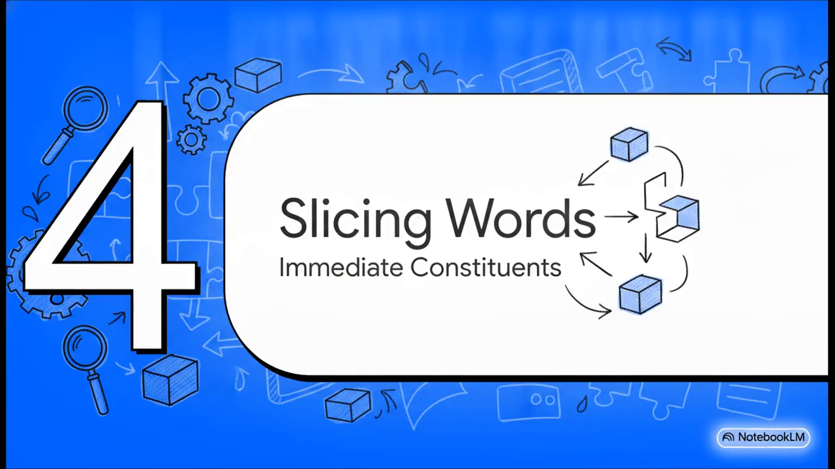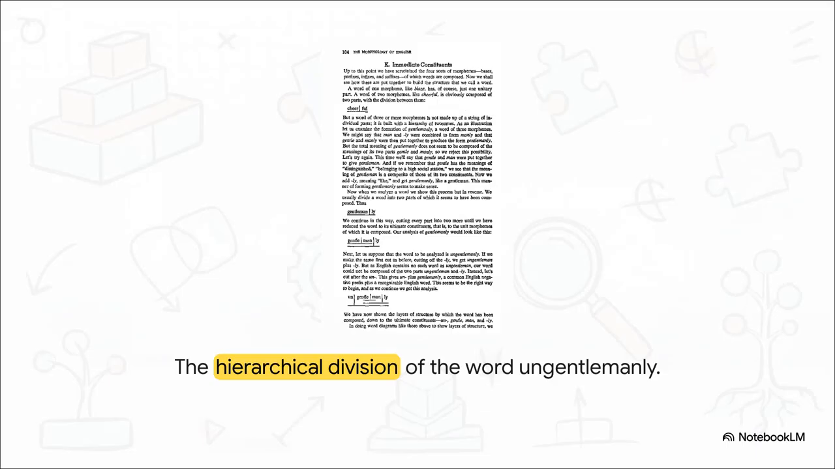All right, part 4. Slicing words apart. Immediate constituents. So, when we analyze a complex word like ungentlemanly, we don't just smash it into individual pieces all at once like a piñata. Instead, we dismantle it systematically, layer by layer, in the exact reverse order of how it was originally built.